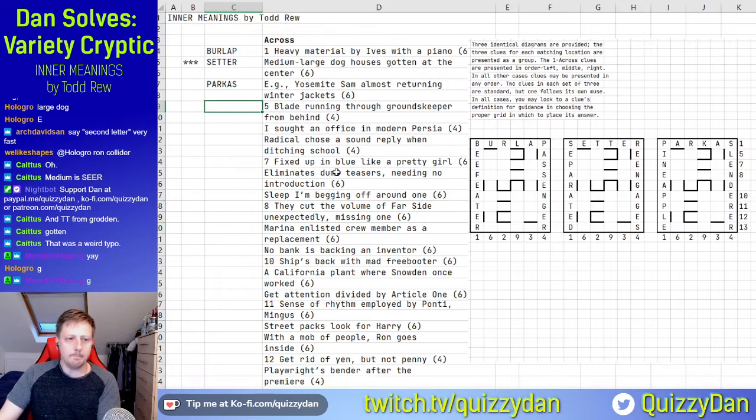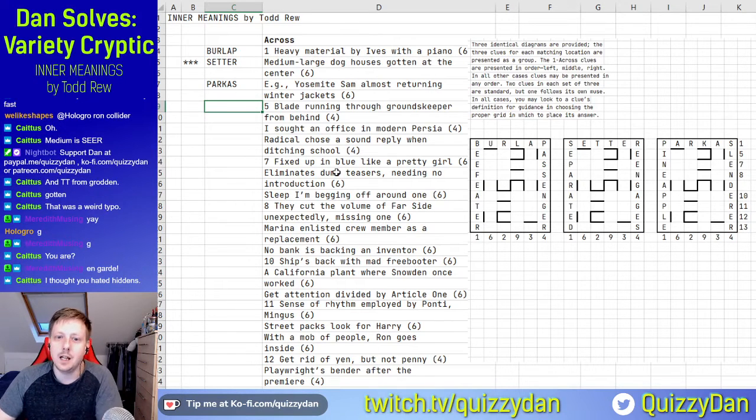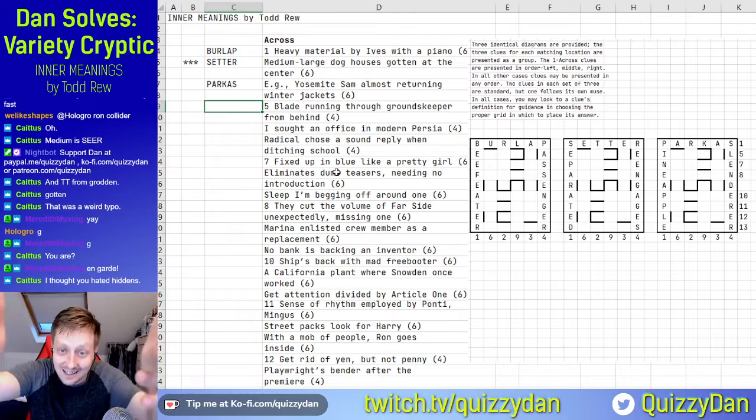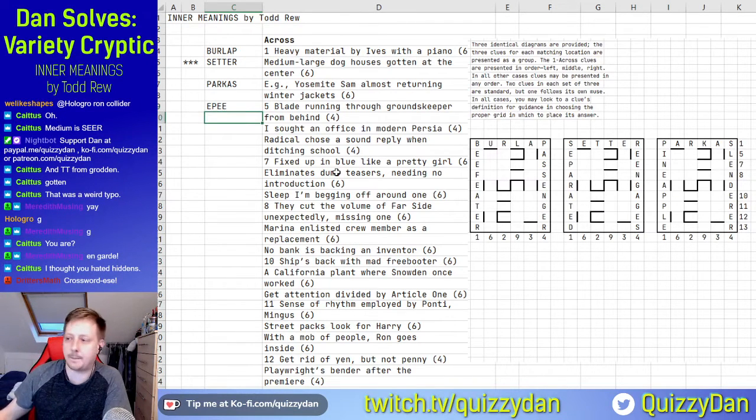This one is a normal one. Hologrew has it. Meredith is giving hints. I got a hidden. It's a hidden. I know. Proper bit of crosswordese. Epee.